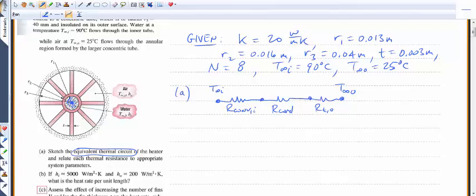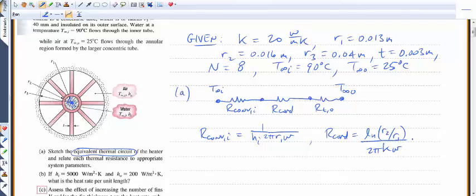So the values of the three resistances we have here can be found using our resistor equations. So the inside convection resistance is 1 over h_i times the inside area, which is just going to be 2 pi times R1 times the thickness in the page, which we're going to call W. Conductive resistance is going to be the natural log of the outside of that inner tube, which is R2, over the inside, which is R1, over 2 pi times k times this depth into the page, W.